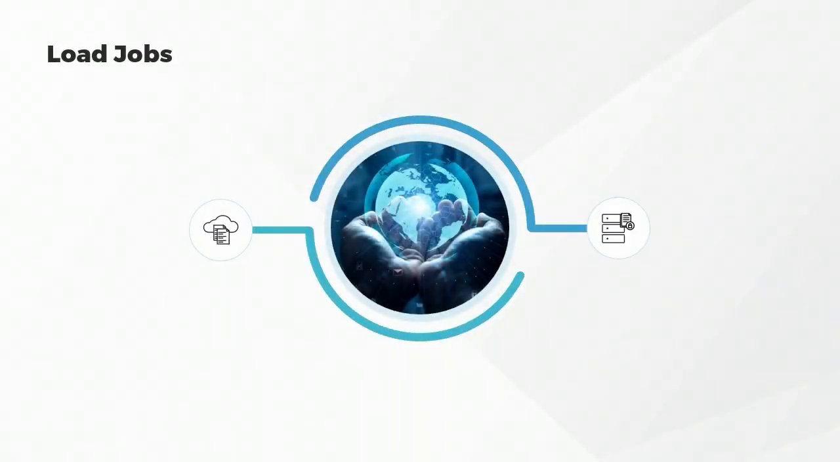Now, load jobs load data from cloud storage, or from a local file, by creating what's called a load job. The records can be in any format, such as Avro, CSV, JSON, ORC, or even a Parquet file. But they are from a file that's stored in cloud storage, and we're going to load that information that's already stored in the cloud into a BigQuery SQL table.